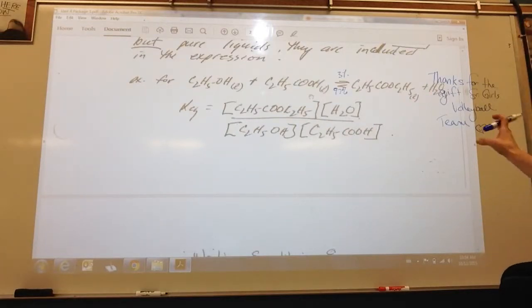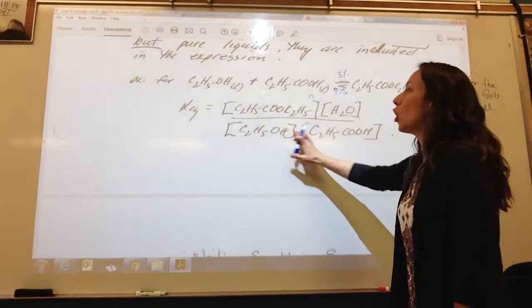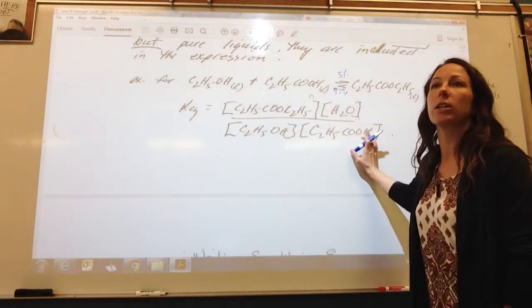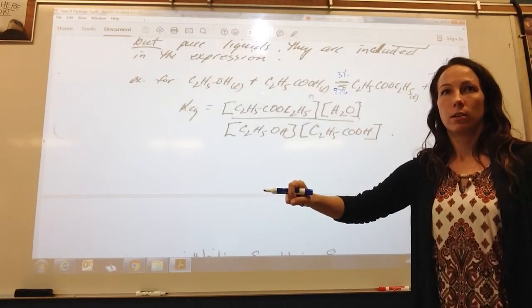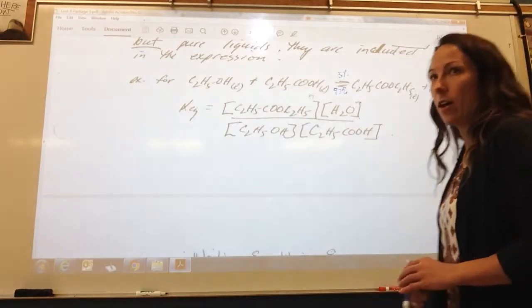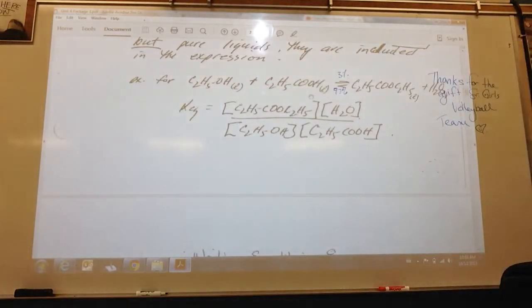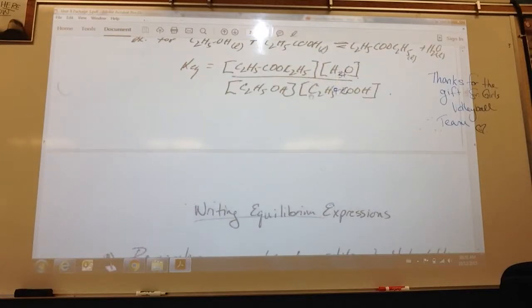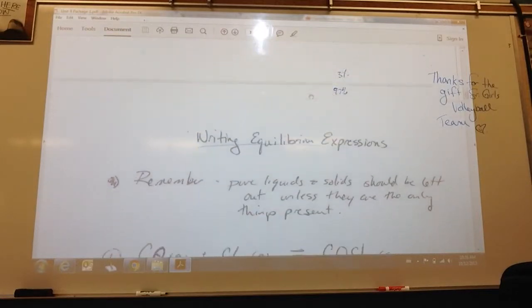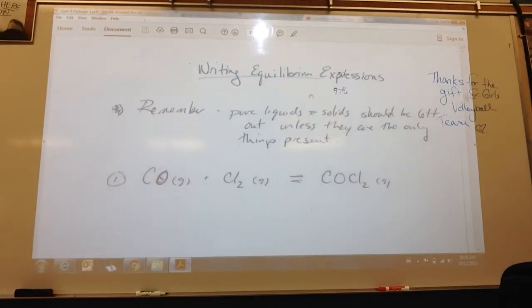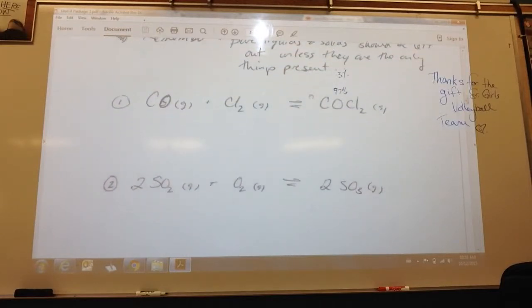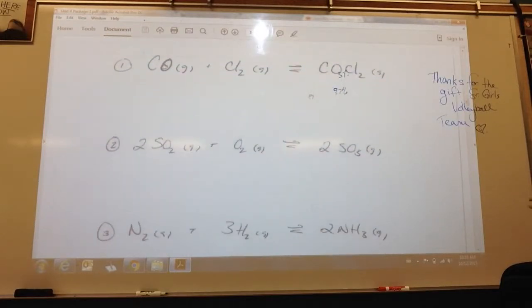Okay. Right, so the equilibrium expression for this includes all the liquids, all those pure liquids, because they're all liquids. Everybody all right? Okay, so down here, writing equilibrium expressions. Remember, pure liquids and solids should be left out unless they're the only things present, and we're going to try some of these.